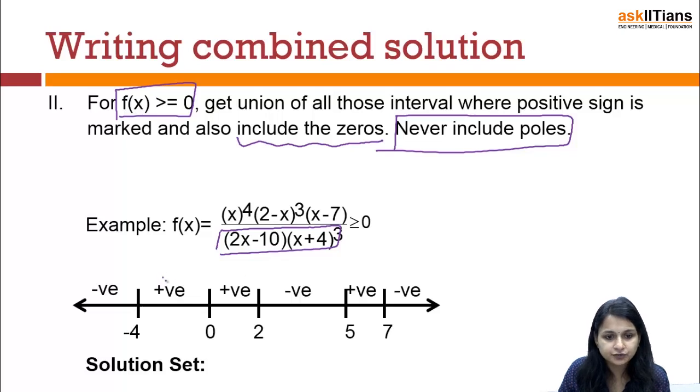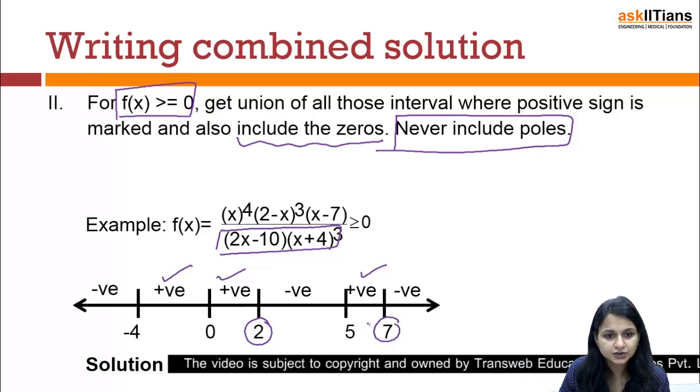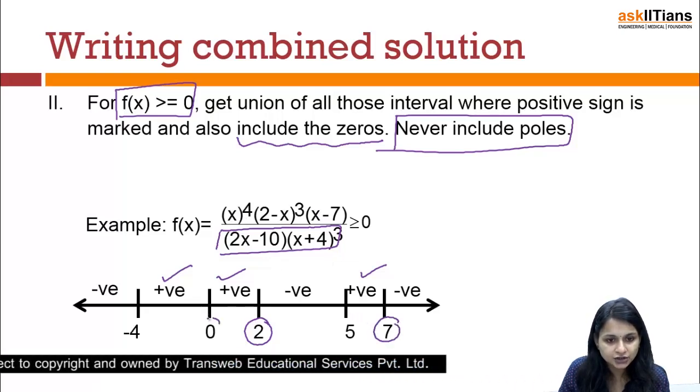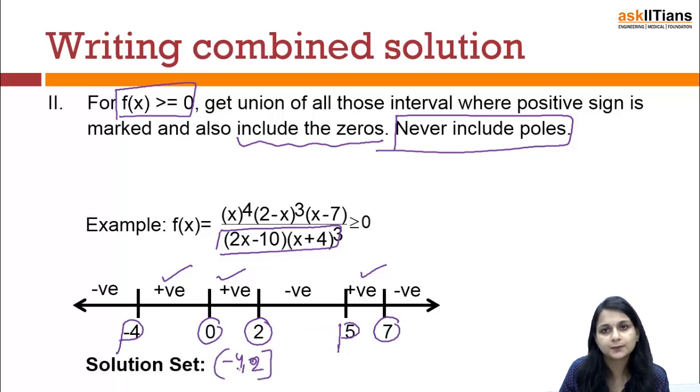So I will take minus 4 this region and this region, and what are my poles? You can see that 2 is a zero, and 7 is also a zero. These are my zeros, and minus 4 and 5 are poles. So how do I write my answer? I'll start from minus 4 to 2, and yes, I will be including 2 now. Union 5 comma 7, so I will be including 7 also. So rectangular brackets near 2 and 7. This is how we write the final answer.